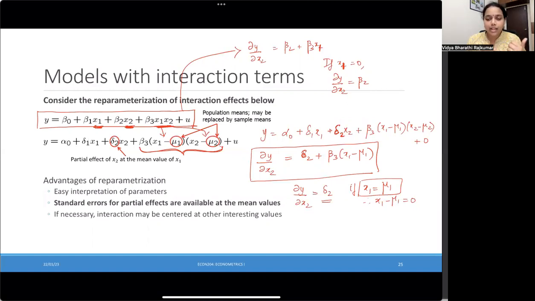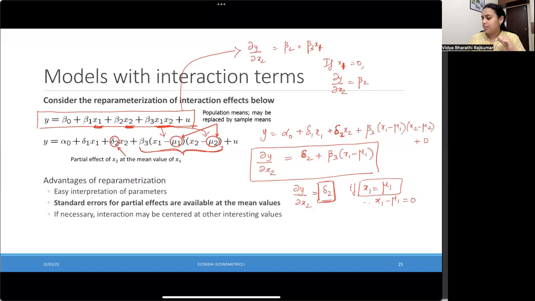And then we also have standard errors, which are now available, given to us at the particular mean values. I'll show you an example where it works. So we can now talk about statistical significance of this delta 2 under the assumption that x1 is equal to mu1. We can talk about statistical significance of the effect of bedrooms when the square foot is equal to the average square footage. And all of these results are automatically given to us by the regression model.